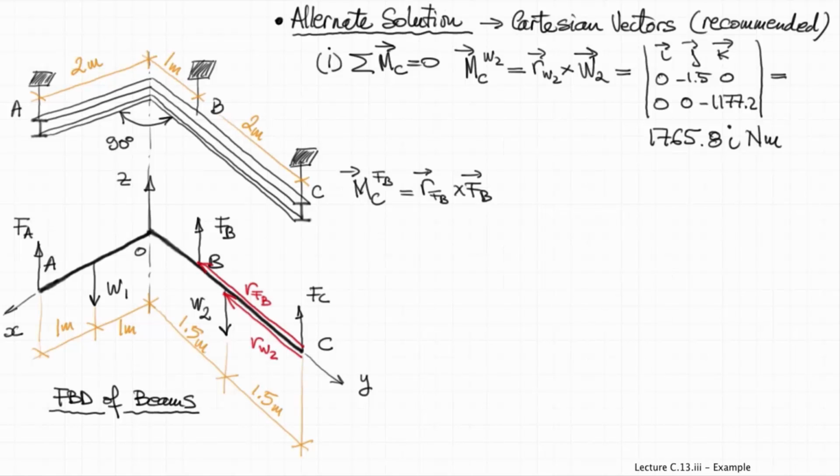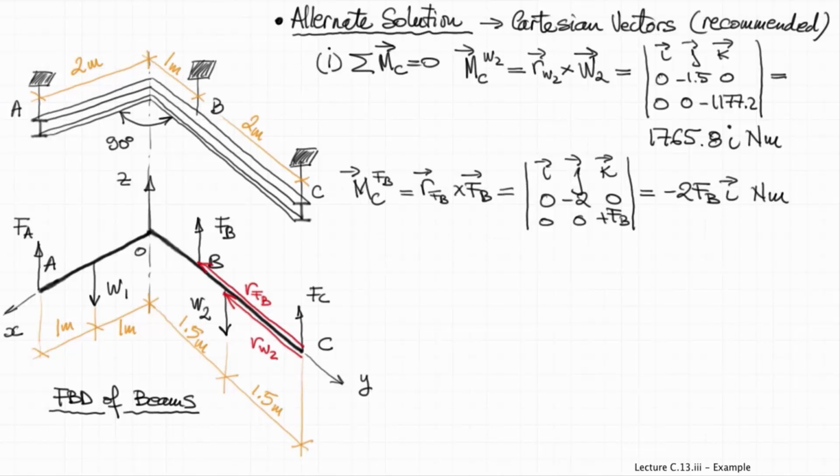So the moment of the force at B about point C equals the position vector for the force at B crossed with the force at B. And you can see how I show the position vectors on the free body diagram, which is very important in order for the free body diagram to be complete. If using this method, the position vectors must also be shown on the free body diagram, very importantly. So this moment will be equal to -2 times FB i Newton meters.